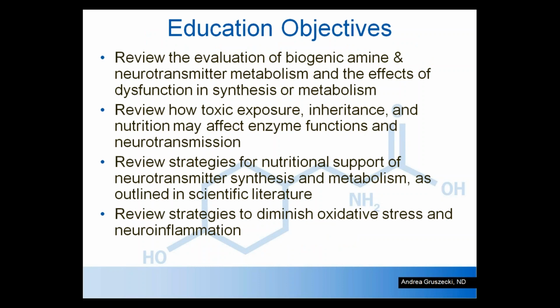Today we're going to review the evaluation of biogenic amine and neurotransmitter metabolism and its effects on the dysfunctions in synthesis or metabolism in the nervous system. We'll review how toxic exposures, inheritance, and nutrition can all affect enzyme functions and neurotransmission. We'll review strategies for nutritional support of neurotransmitter synthesis and metabolism as outlined in the scientific literature. And we'll review some strategies to diminish oxidative stress and neuroinflammation in our patients.